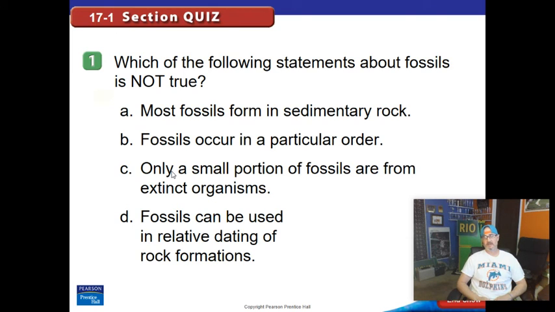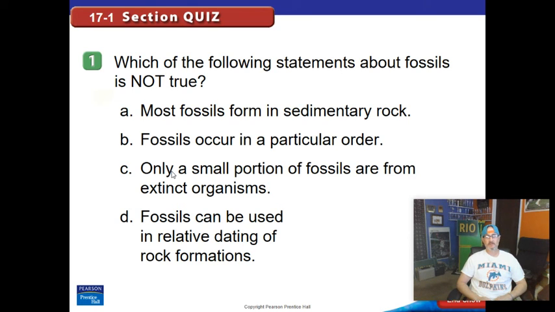All right, which of the following statements about fossils is not true? Most fossils form in sedimentary rock. Fossils occur in a particular order. Only a small portion of fossils are from extinct organisms. Fossils can be used in relative dating of rock formations.